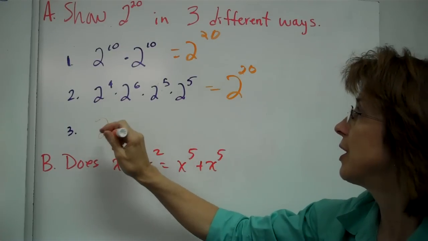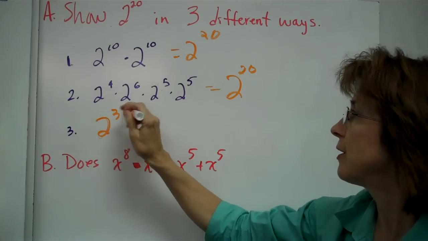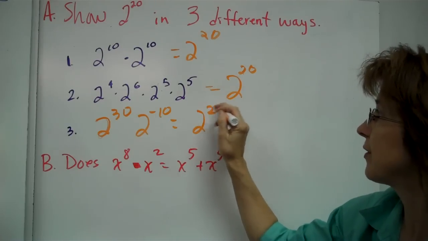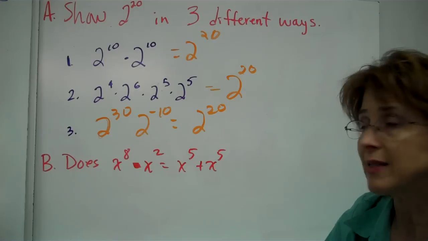You can go 2 to the 30 times 2 to the negative 10. That'd be a way to put in a negative, and that'd be 2 to the 20th. Whatever you put in, you can show me in class.